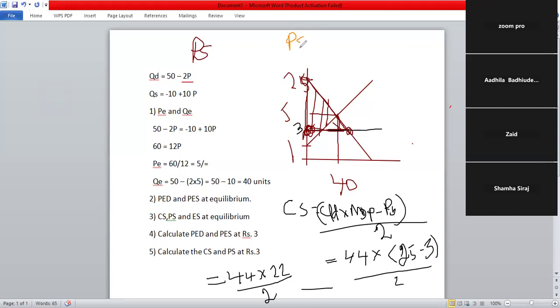Okay. Now we are going to find the producer surplus. Producer surplus is QS into seller's price minus minimum supply price over 2. So what is QS? 40. Seller's price is 3 now, because at 3 rupees we are asked to calculate, so 3 minus 1 over 2.